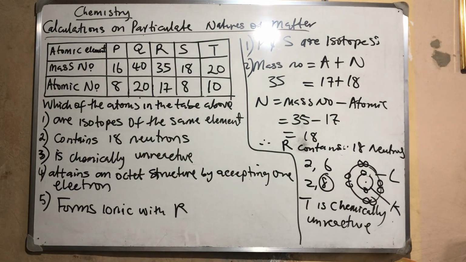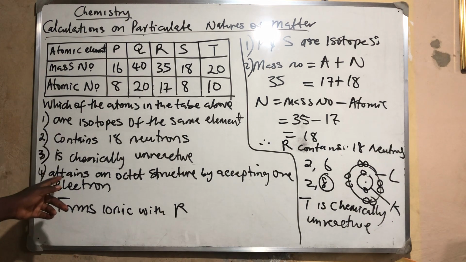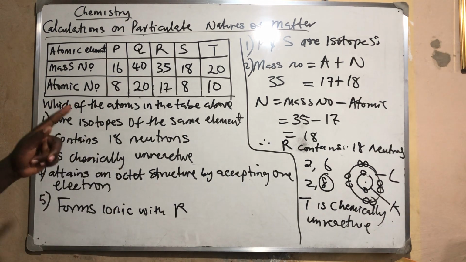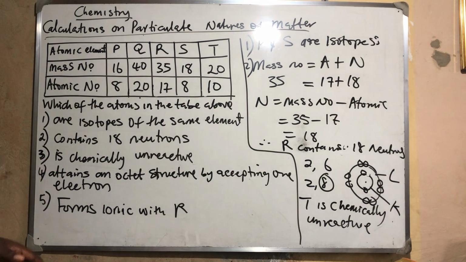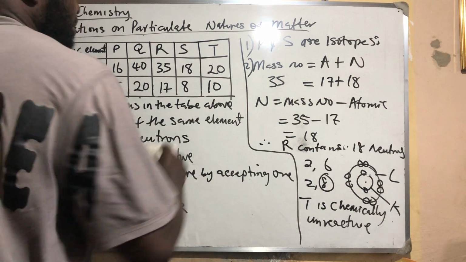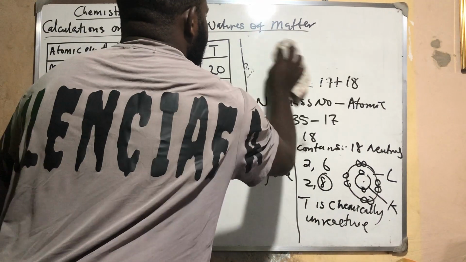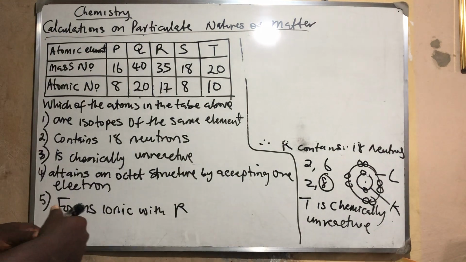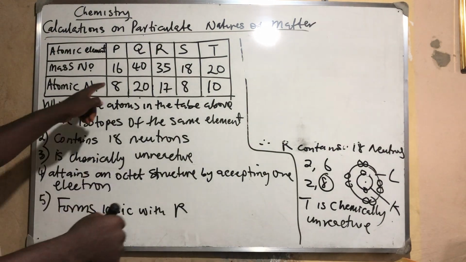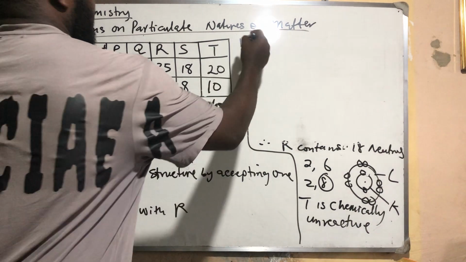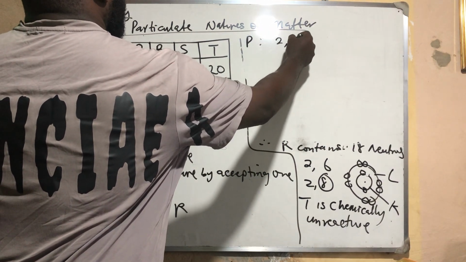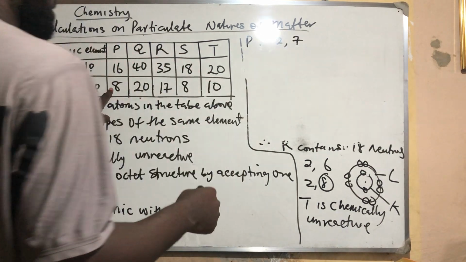So the next one said, which of the atoms attains an octet structure by accepting one electron? Permit me to clean here. Which of them will attain an octet structure by receiving one electron? If this one receives one electron, it's going to be 9, and the electronic configuration of that P is 2,7. Okay, that is 9.